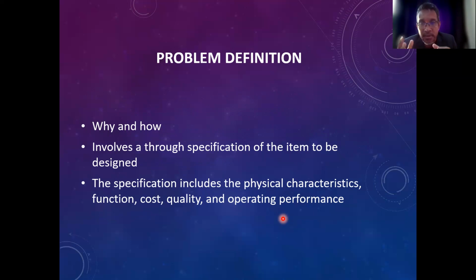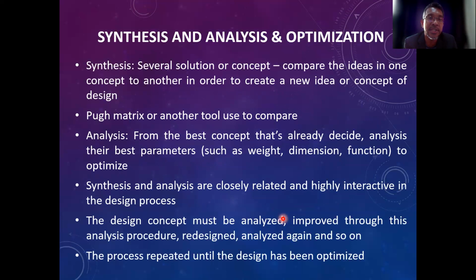So you need to have the specification, and then the function, the cost, quality, the operating performance, how the product moves, what is the quality you target, and then the cost, how much you want to sell it to the customer based on the market study, benchmarking. So that is all the specification you need to draft out, and then to get to the next stage, which is synthesis. So synthesis, analysis, and optimization always come together.